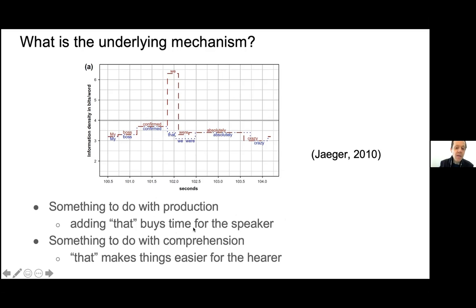The explanation could also be something to do with the listener or the recipient, something about comprehension. So this would be the idea that including "that" in cases where the material is unpredictable is helpful for the hearer, because it spreads out the information over time, meaning that the hearer can keep up and generate the intended meaning more smoothly.